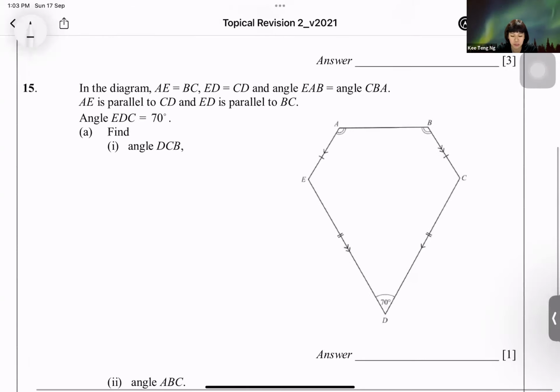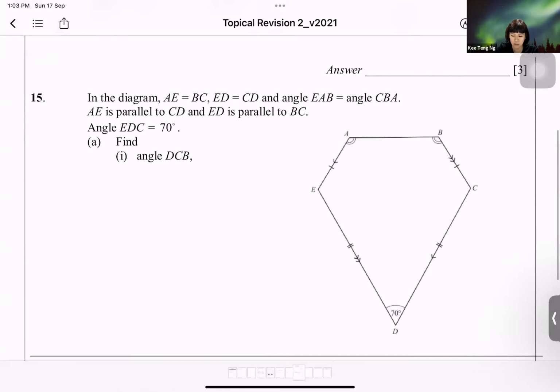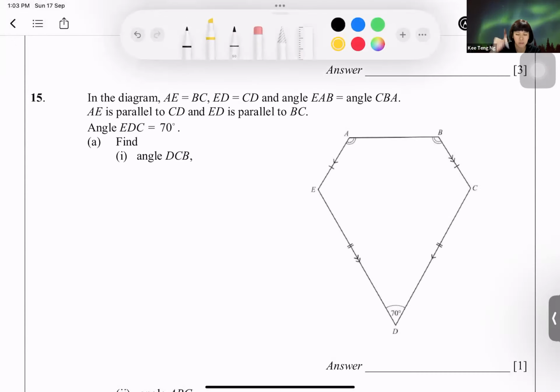Question number 15. Inside this diagram, there are so many lines that are equal, so much information. Please remember, read information from the question. AE equals BC, AE equals BC. Oh, they've given me already. Then next one, ED equals CD. And then in between, it looks like there is actually a line of symmetry that can cut through all of them. Or rather, maybe I can also break it up into an isosceles triangle and a trapezium.